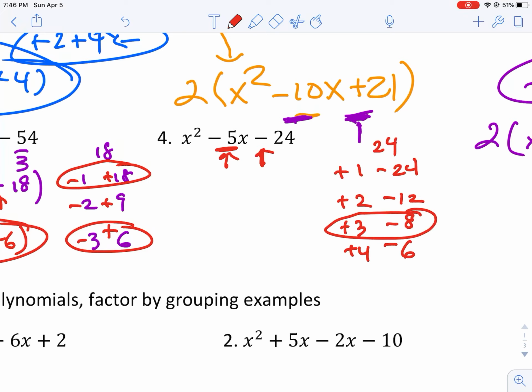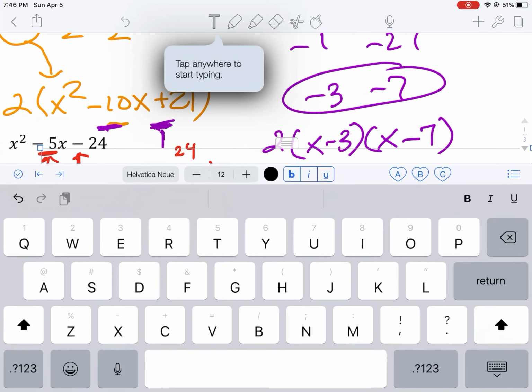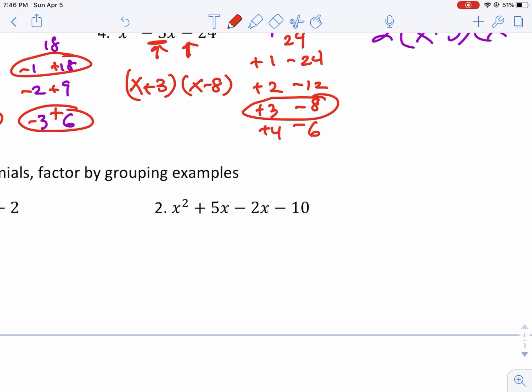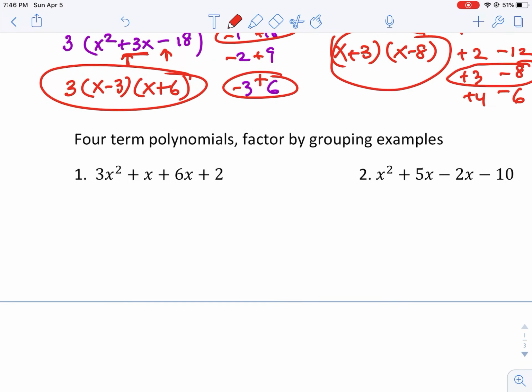Which two, when added together, give you that -5? These two down here. X plus 3, x minus 8. Pretty simple. All right, and there's our answer. All right, sorry about that.